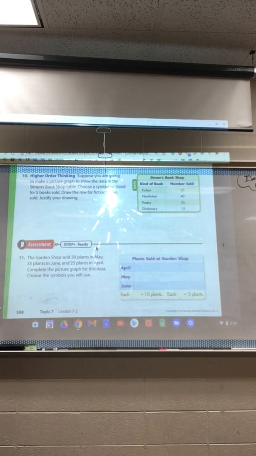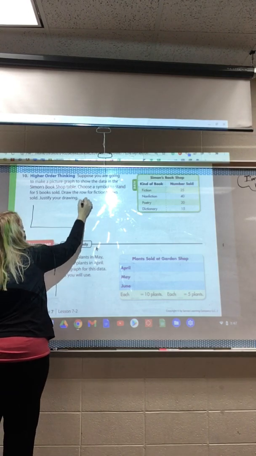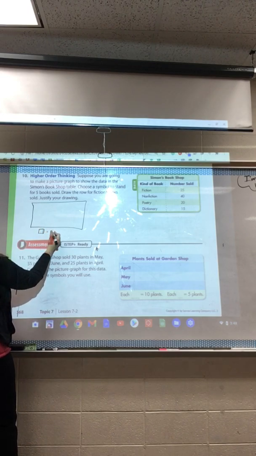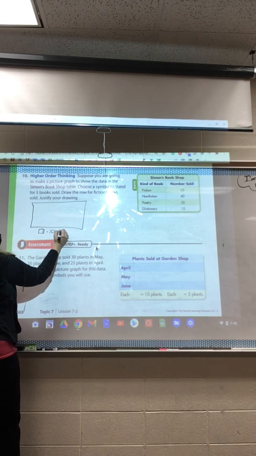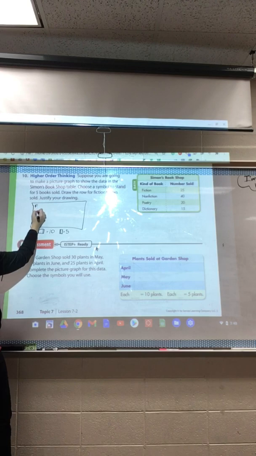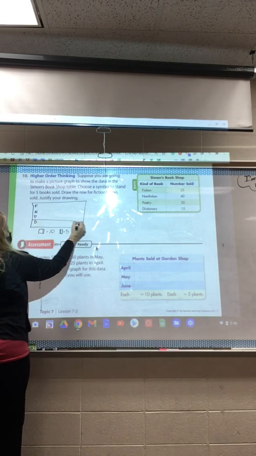So a good picture graph is going to include your key. So I'm just going to use a book here. And I'm going to say this is worth 10. And I'm going to say this one is worth 5. Okay? So I have fiction. I have nonfiction. I have poetry. And I have dictionary.